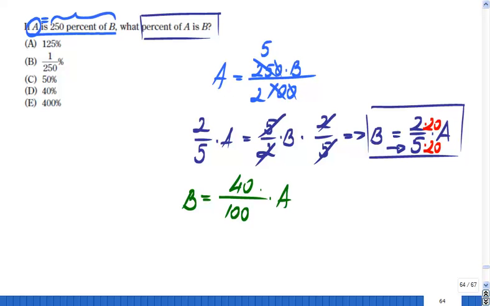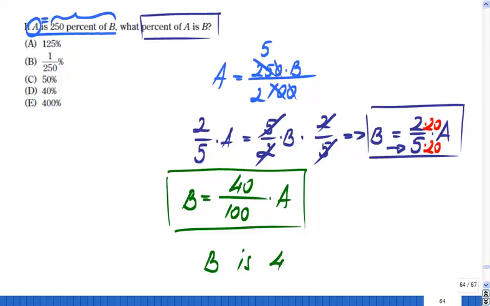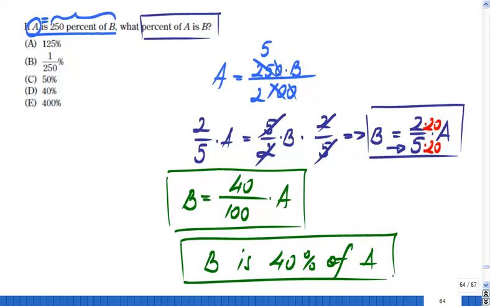But 40 over 100 is nothing else but 40%. So another way to write this is that B is 40% of A. And the question was answered. D is the right answer.